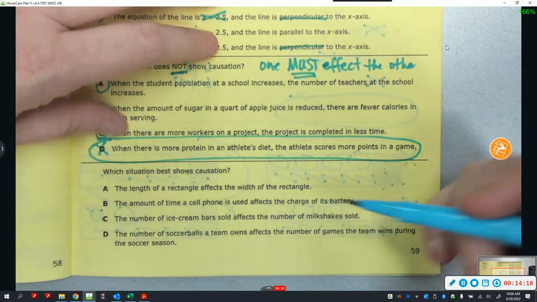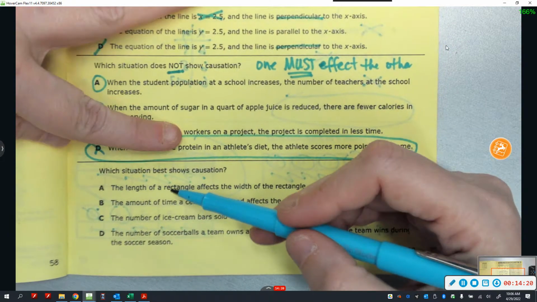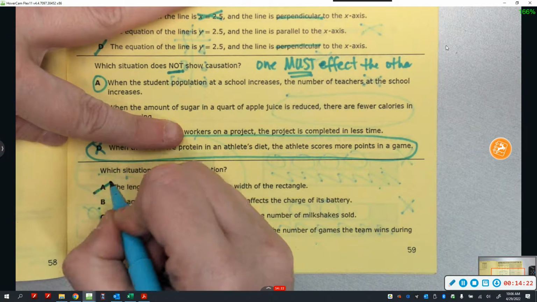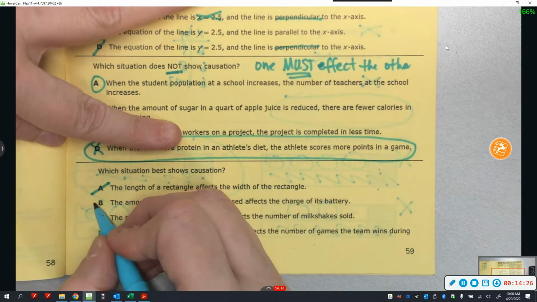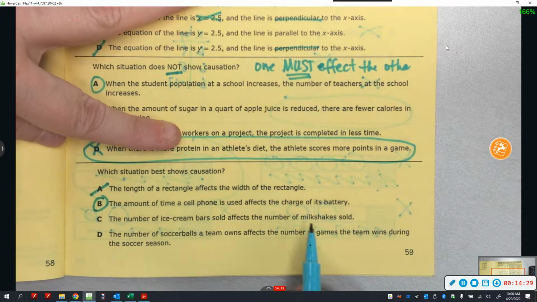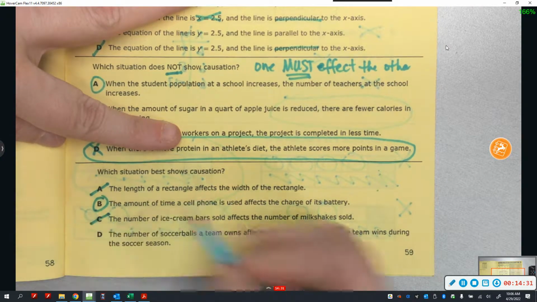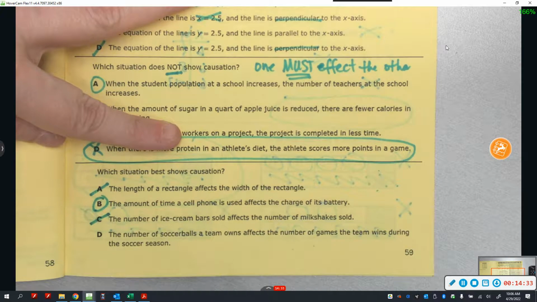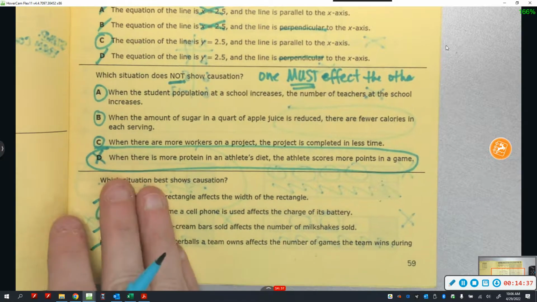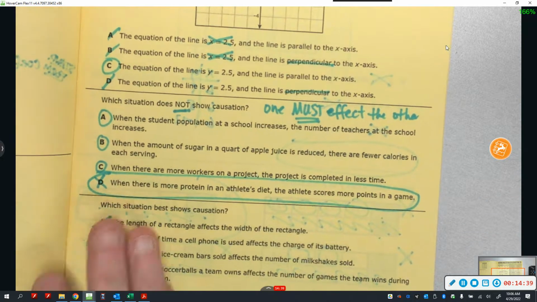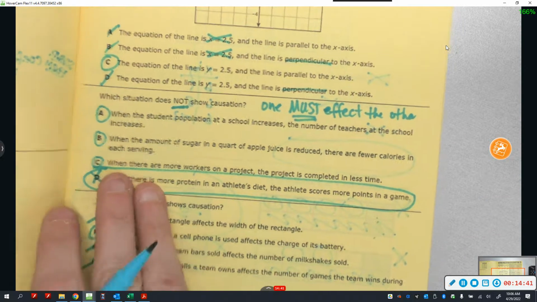Okay, here's another example of causation. If a rectangle is longer, does it have to be wider? No. If a cell phone is used more, is it going to use more battery? Yeah. If you eat more ice cream bars, do you have to drink more milkshakes? No. If you have more soccer balls, does that mean you're going to win? No. Okay? So again, with those, you're thinking must. It's a requirement. One is going to affect the other, whether you want it to or not.